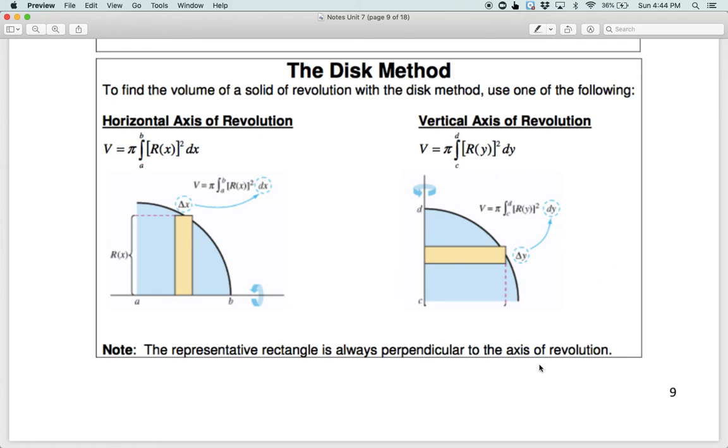Now, it does not change at all if we go to a vertical axis of revolution. It is just going to be dy instead of dx. And just like with the slices, this last little note is really important. The representative rectangle is always perpendicular to the axis of revolution. So if you are revolving about a horizontal line, that means your rectangles are perpendicular to a horizontal line, so you're going to go dx. If you are revolving around a vertical line, then you have to do your integral dy because your rectangles are going to be perpendicular to a vertical line here. So that's going to help us set up our pictures.